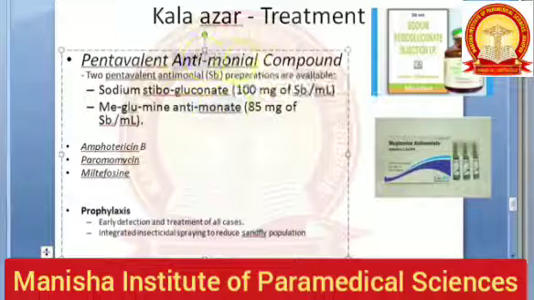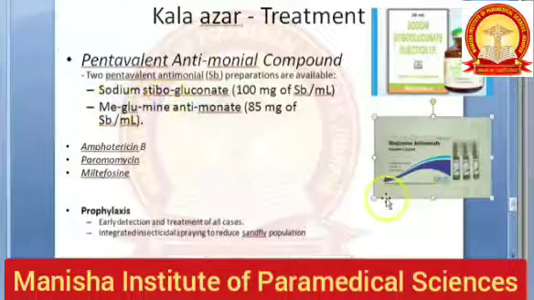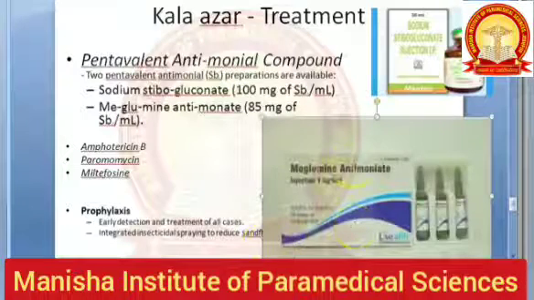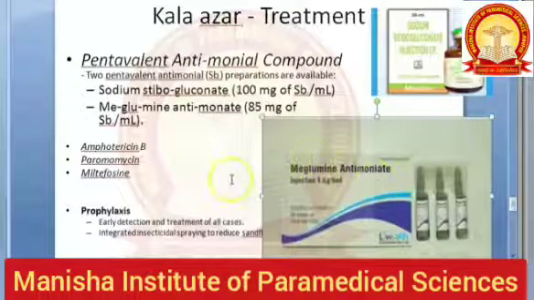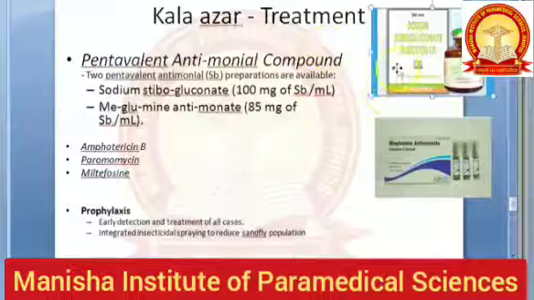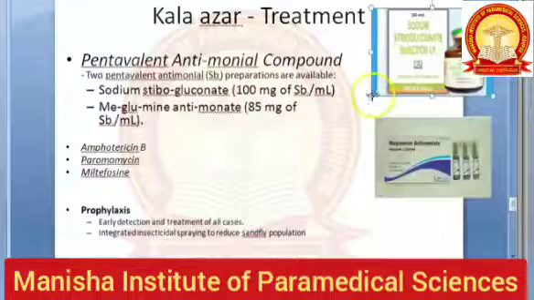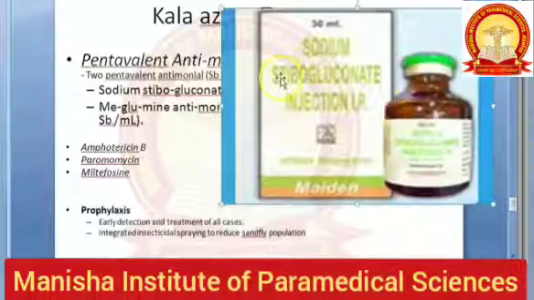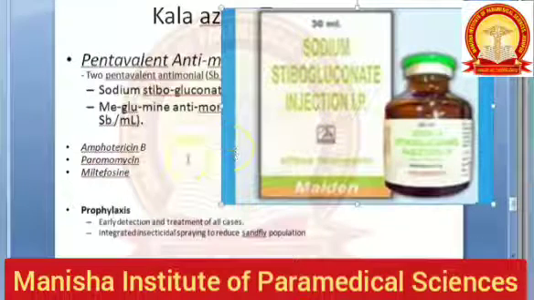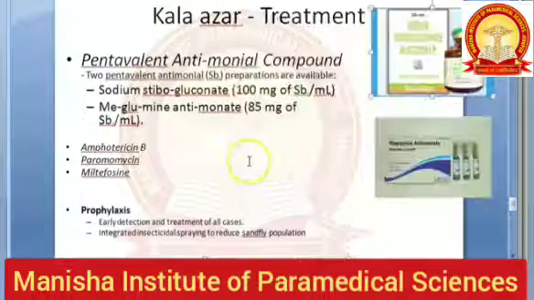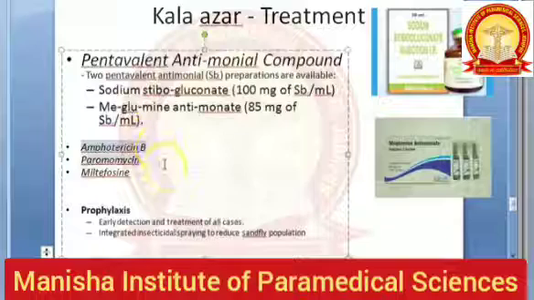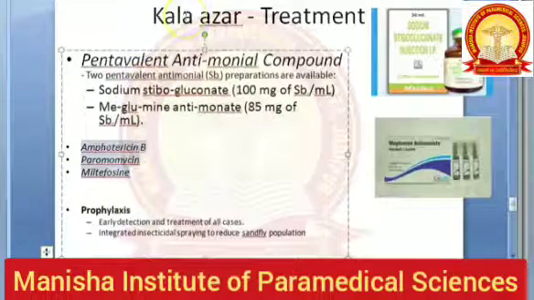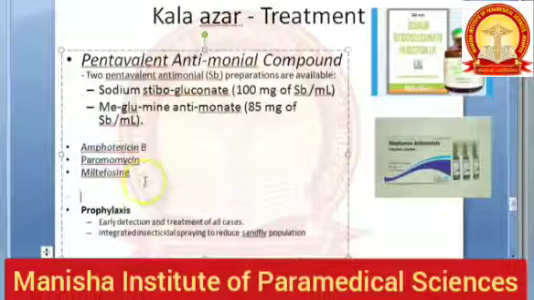So this is easy to remember, I think. Meglumine antimoniate, and this one is sodium stibogluconate. Both are injections. Other than this, you have options like amphotericin B, paromomycin, miltefosine. So options are there.